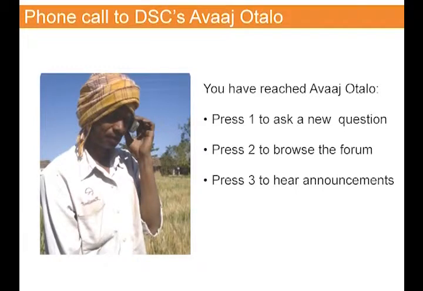So the first thing they do is they make a phone call using an everyday ordinary phone to a service that we set up, a toll-free number, and they're able to navigate a menu to either ask a question, have their question recorded, or to browse prior questions and answers, just like what we would do when we search the internet, right? Or to hear general announcements or advice or news, et cetera.